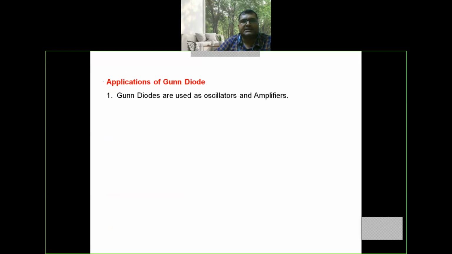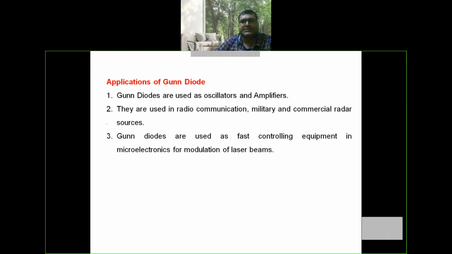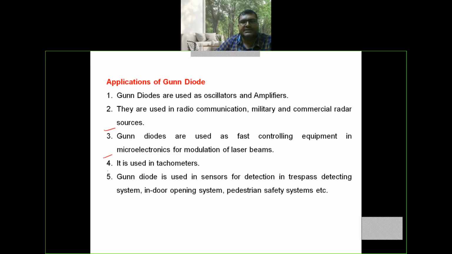Applications of Gunn diode. Gunn diodes are used as oscillators and amplifiers. They are used in radio communication, military and commercial radar sources, in fast controlling equipment, in microelectronics for modulation of laser beams. It is used in tachometers. Gunn diode is used in sensors for detection, in trespass detecting systems, in door opening systems, pedestrian safety systems, etc. It is also used extensively in microwave relay data link transmitters.